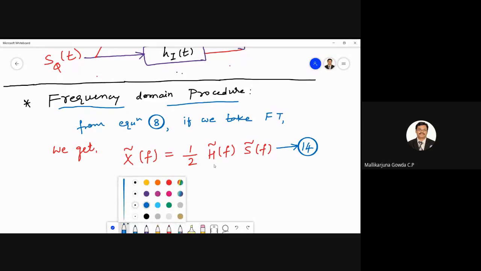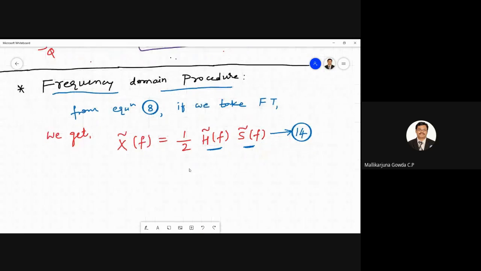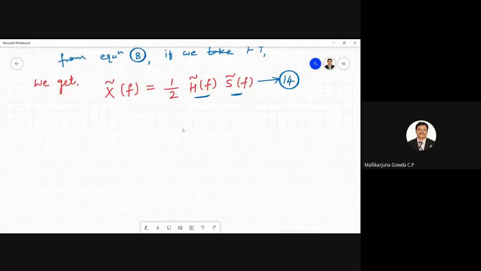Yes, the first thing is I need to determine H tilde of f. Then I know how to evaluate this one already, right? Then multiply those two, you will be able to get this X tilde of f, and take the inverse Fourier transform, you will be able to say what is its equivalent in time domain. Okay, so that is what the procedure is.